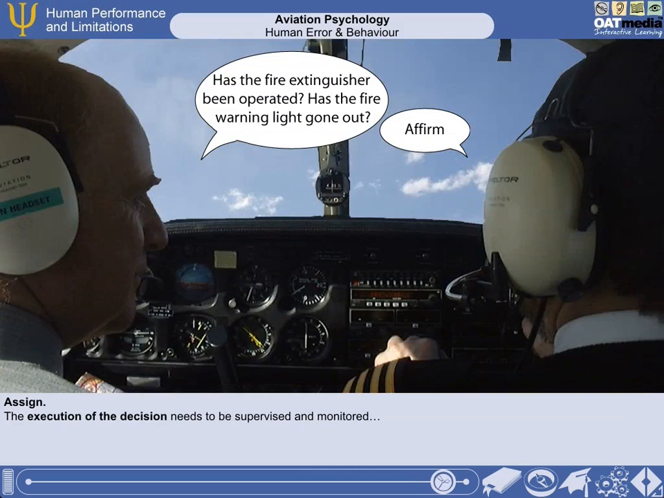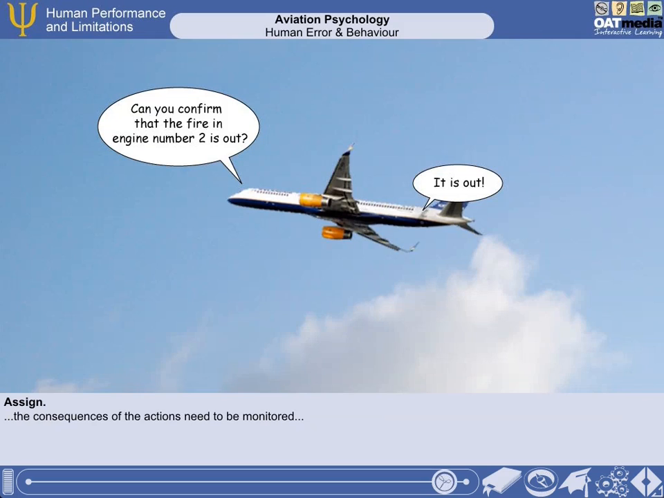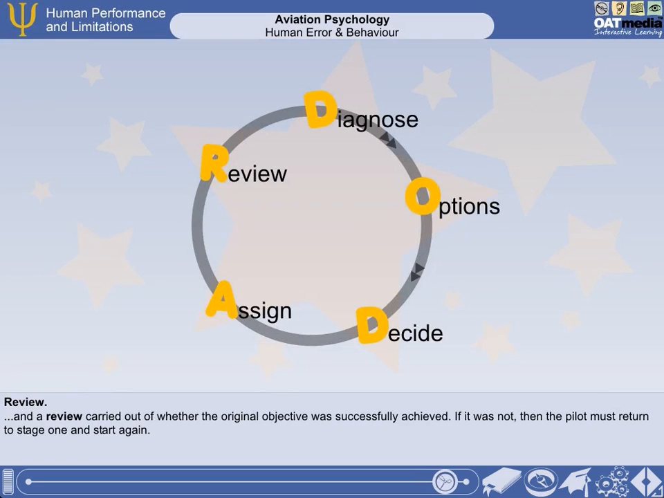The execution of the decision needs to be supervised and monitored. The consequences of the actions need to be monitored, and a review carried out of whether the original objective was successfully achieved. If it was not, then the pilot must return to stage 1 and start again.